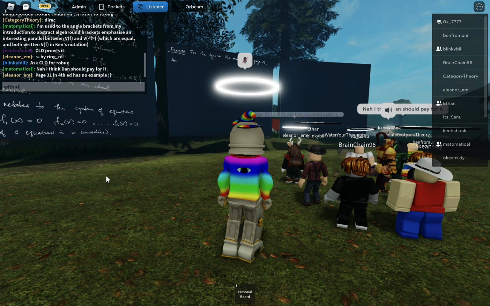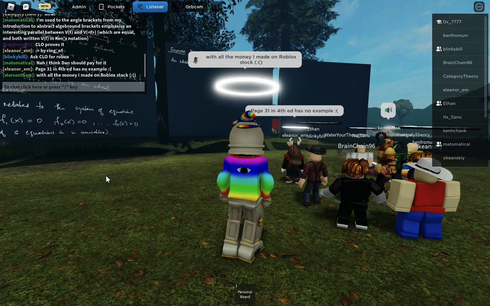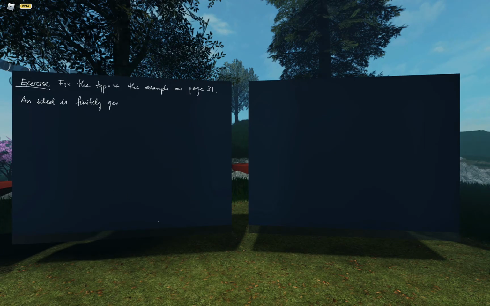So an ideal is finitely generated if there exist elements f1 to fs such that I is equal to the ideal generated by f1 to fs.